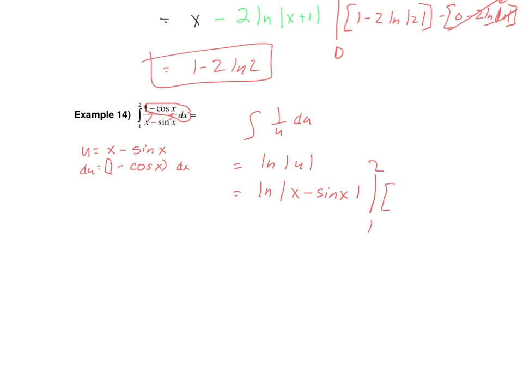So again, I'll go square bracket. So then I've got the natural log of the absolute value of 2 minus sine of 2, minus the natural log of the absolute value of 1 minus sine of 1. All right, kind of ran out of some space there. So let's go natural log 2 minus sine 2 minus natural log 1 minus sine 1. I think I put a 2 in there. A lot of vertical lines there.